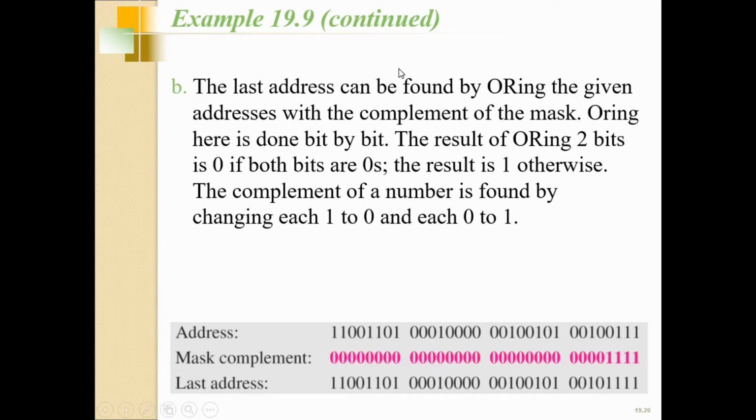The last address can be found by ORing the given address with the complement of the mask. That is, we need to complement the network mask first, and then OR the result with the given address, and we will find the last address of the block. The result of ORing two bits is 0 if both bits are 0, and 1 otherwise. The complement of a number is found by changing each 1 to 0 and each 0 to 1.